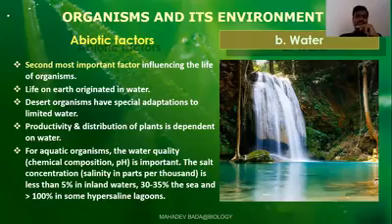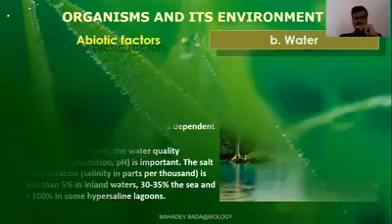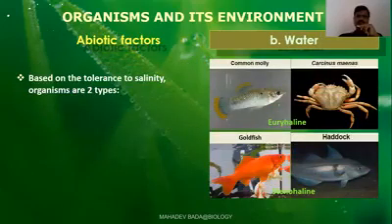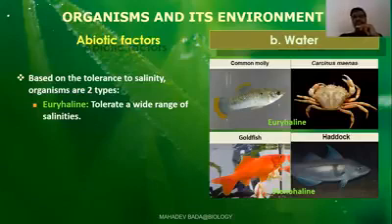Like that, if we take aquatic organisms, because of the chemical composition and the pH that they have, they can also survive in such places. Based on the tolerance of salinity, that means the salt content in the water, organisms are classified into two types. One is the euryhaline organisms, which can tolerate a wide range of salinity.